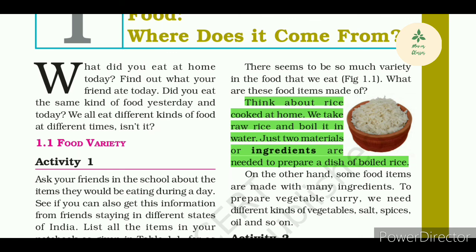Before we start the chapter, let me ask a riddle. I want to ask you a riddle.